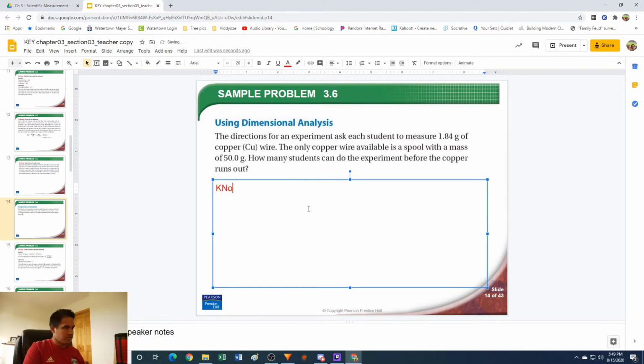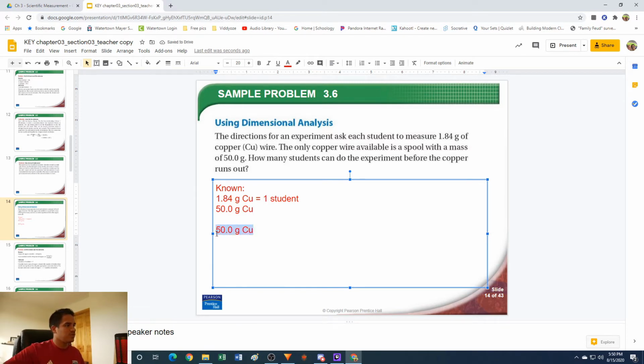So here's what we know. Here's our known information, okay? So we know there is 1.84 grams of copper, and we know that for every one student, they're going to use 1.84 grams of copper. So 1.84 grams of copper is equal to 1 student. Okay, that's our conversion factor. Each student needs to measure 1.84 grams, and we know that we're going to be starting with 50.0 grams of copper. So, as for the math, we're going to start with 50 grams of copper, okay?